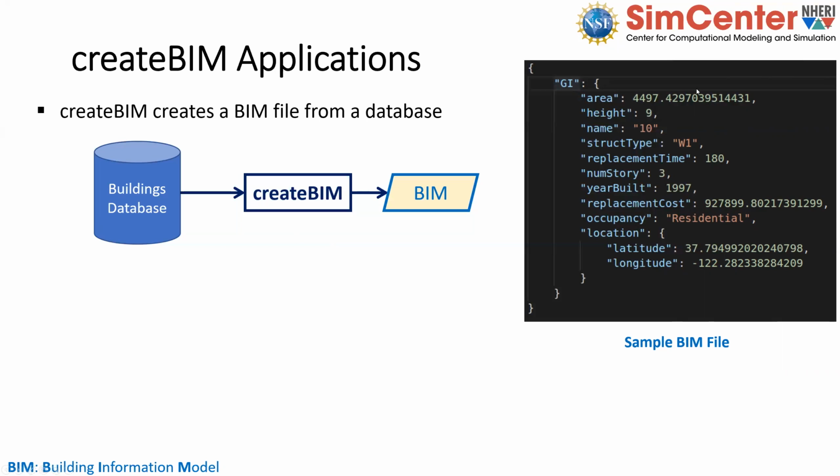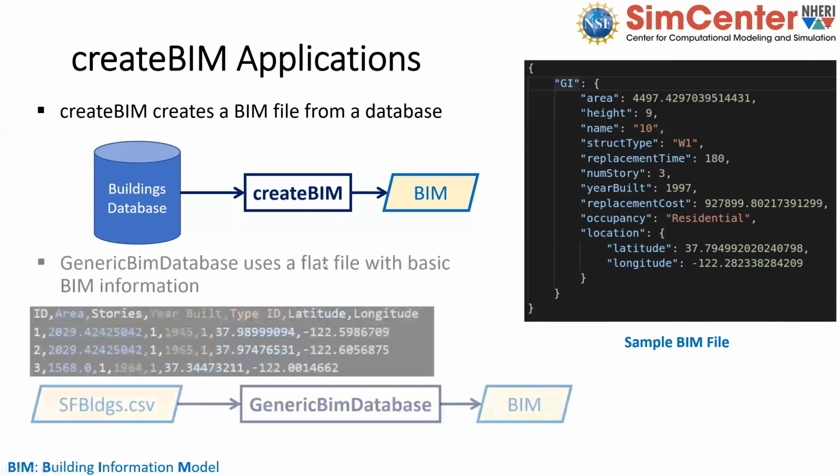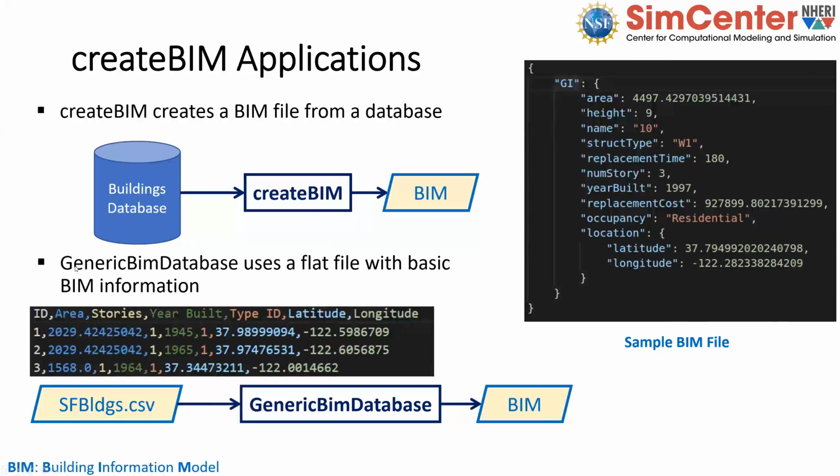So this is the first file that we define here, a BIM file that includes this basic general information about the building. And one of the implementations we have is just a generic database file that uses a flat CSV file that you can provide. So you need to obtain this information, basically the area, the number of stories, the year built, the type of the building, basically the occupancy type, and the location.